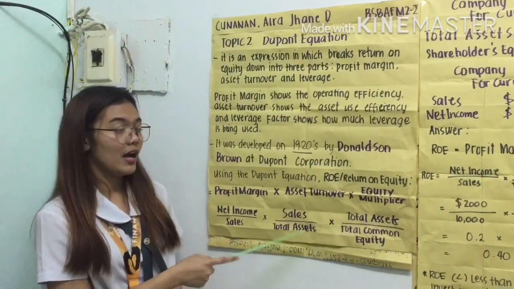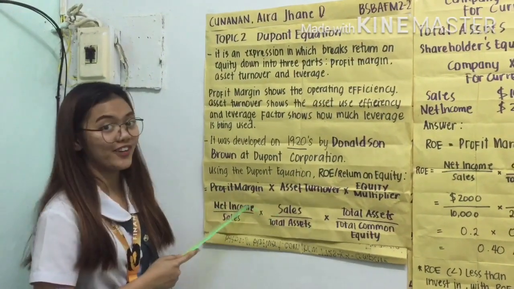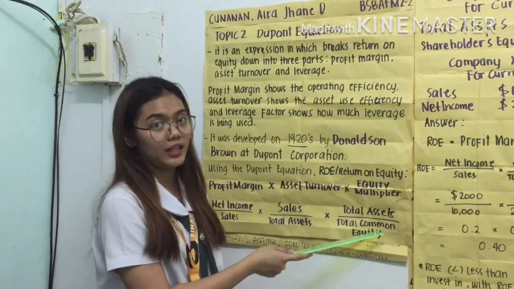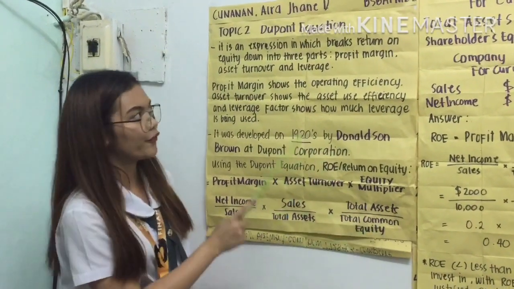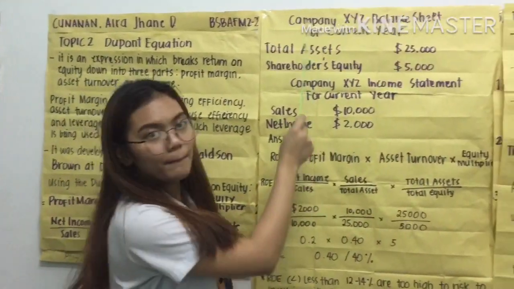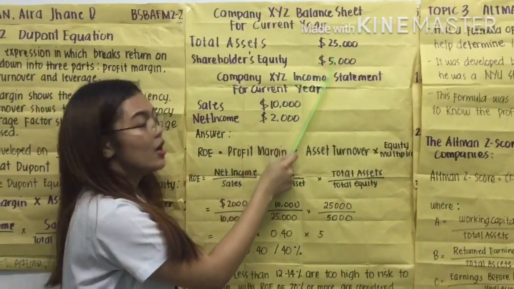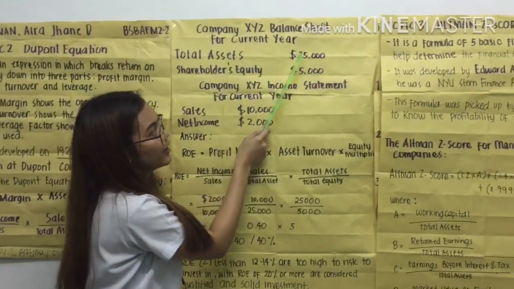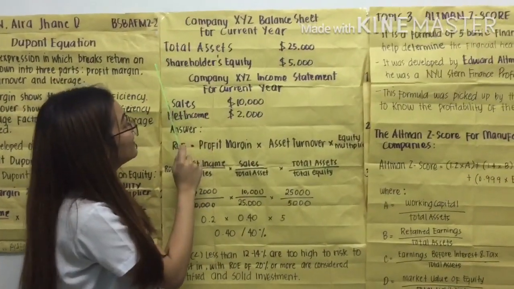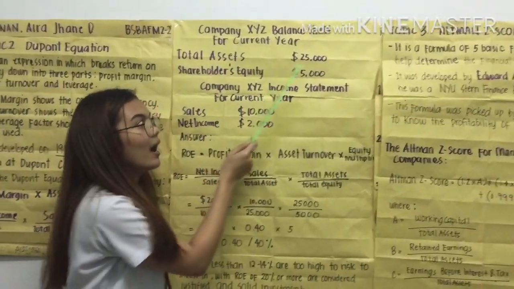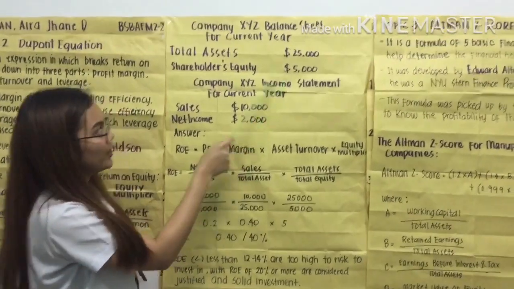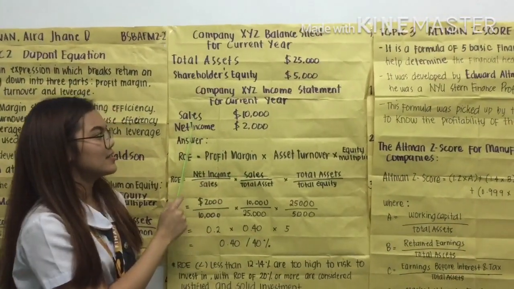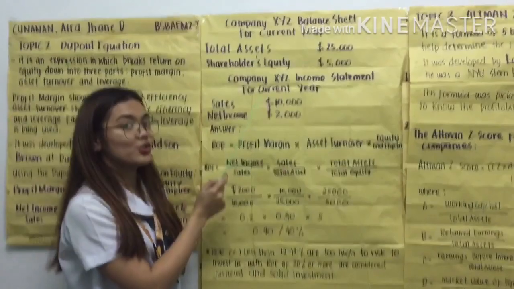It is stated like net income over sales times sales over total assets times total assets over total common equity or shareholders' equity. So for our example here, the company XYZ balance sheet for the current year: the total assets of company XYZ are $25,000, and the shareholders' equity is $5,000. In the company XYZ income statement for the current year, the sales is $10,000 and the net income is $2,000.